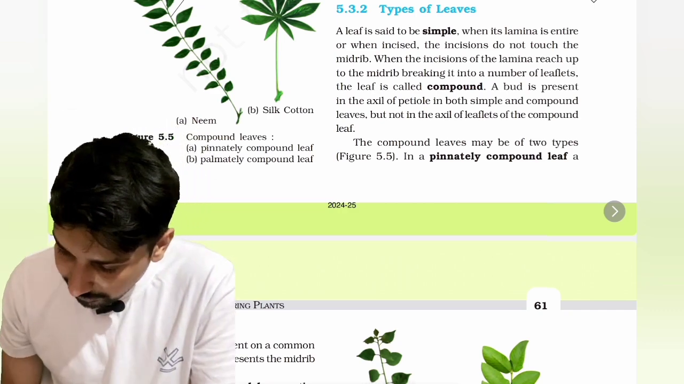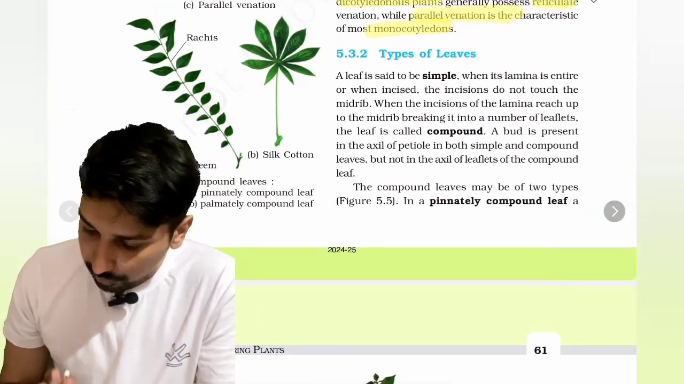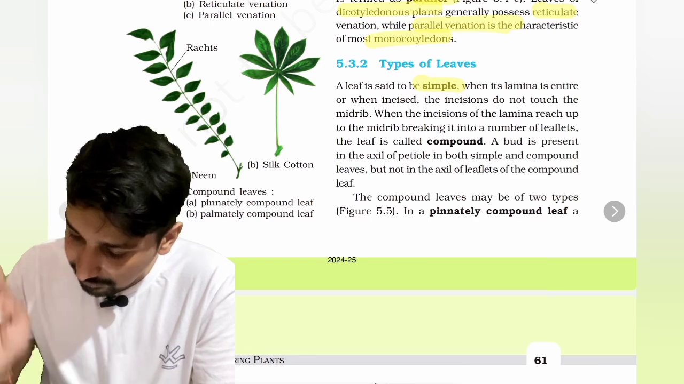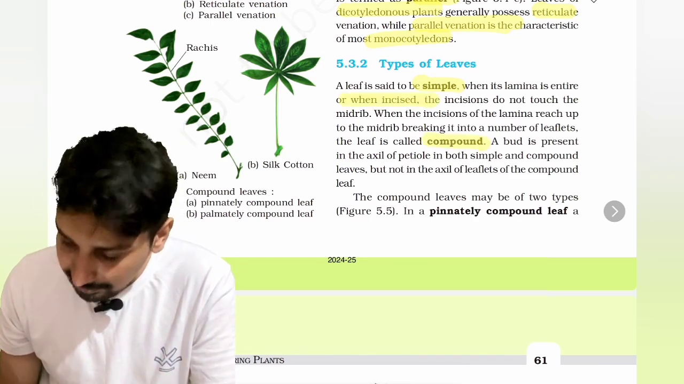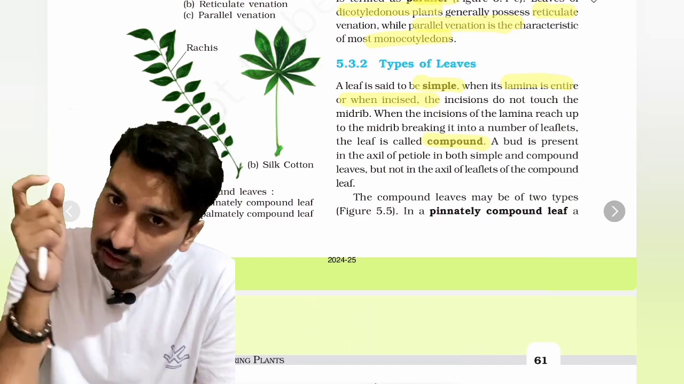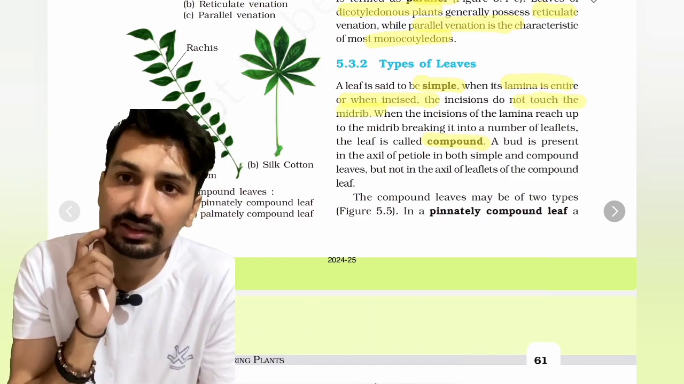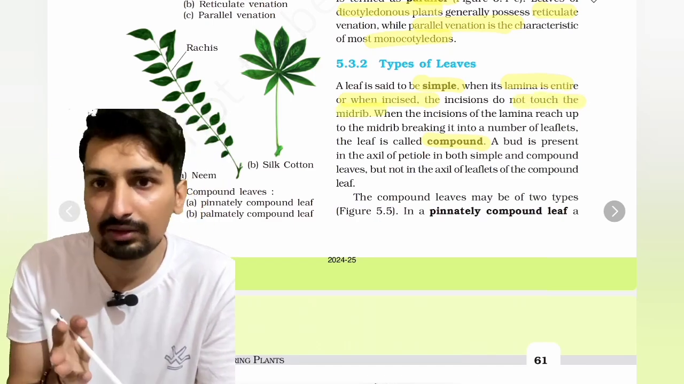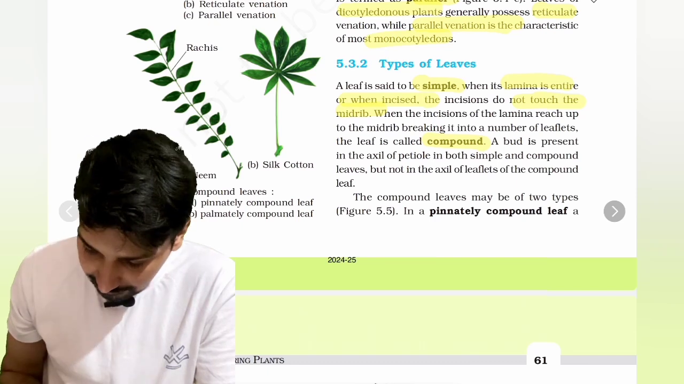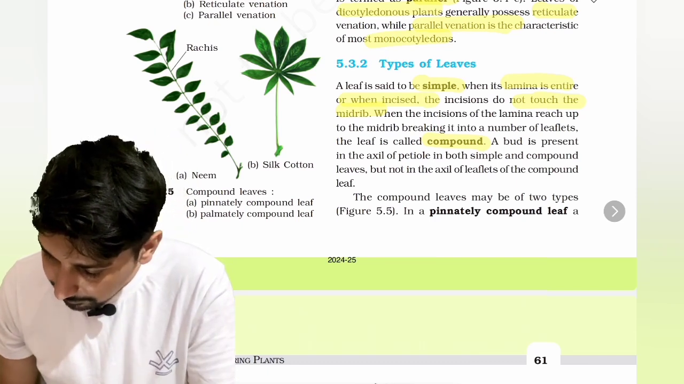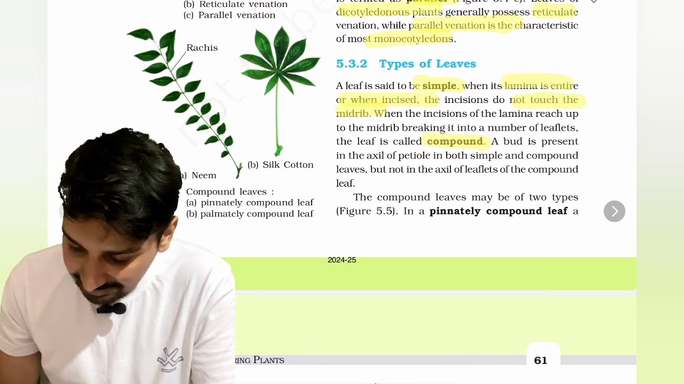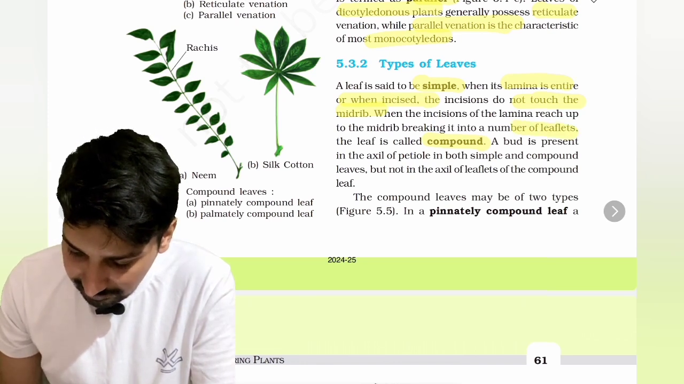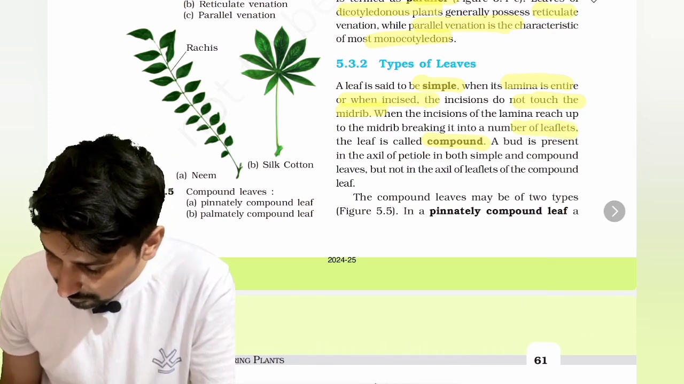So, types of leaf. A leaf can be simple or compound. If the entire leaf is one, or when incised the cuts do not touch the midrib, that is known as a simple leaf. While if the leaf is broken into many tiny leaflets, as you can see here, that is known as a compound leaf.